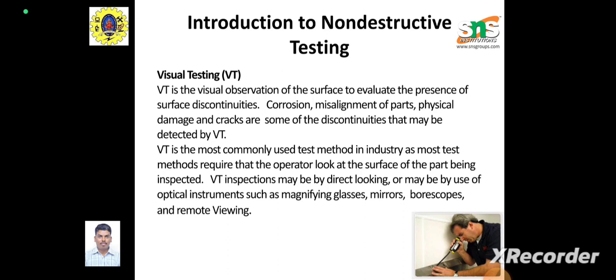This testing method requires the operator to look at the surface of the part being inspected. VT inspection may be direct looking, or use of optical instruments such as lens magnification, mirrors and borescopes, and remote viewing. That is the main, first initial testing technique. We are able to identify any surface damage with this method. It is done in most industries, so we have to stick with visual inspection.